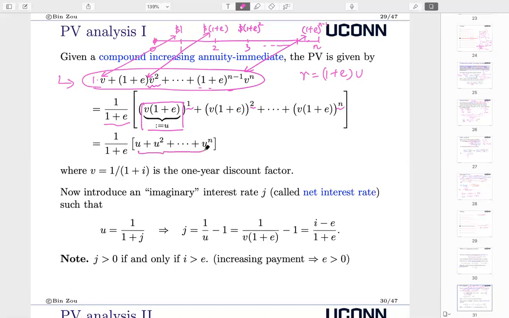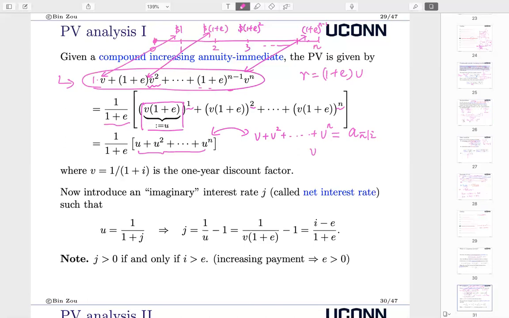Does this look familiar to you? If not, I can write it V plus V squared plus all the way to V to the nth. This is the present value of an annuity immediate of n years. Okay, now let's do a comparison. The form looks identical, except now it's not V, but U, right?